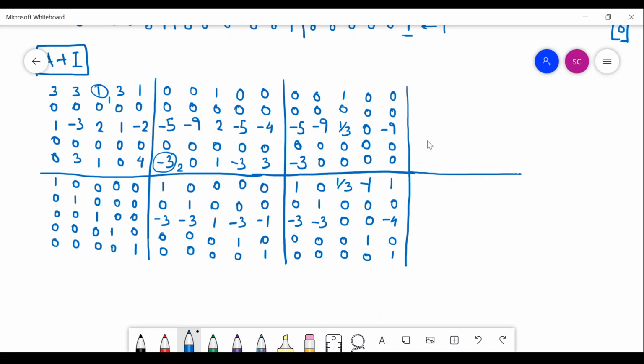Okay, now the next pivot I will choose is this, and I will not make any change in the first three columns, because I can already see that there is no point in changing the first three columns, since I will never be able to make any one of these 0.